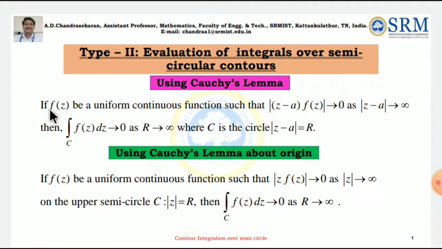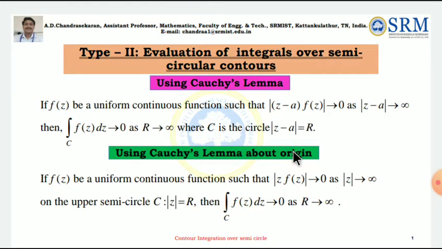If the function f of z is analytic as well as uniformly continuous, such that mod z minus a into f of z tends to 0 as mod z minus a tends to infinity, that means the radius tends to infinity, then mod z minus a times f of z tends to 0. So once this value tends to 0, then the integral over the circle C of f of z dz also tends to 0.